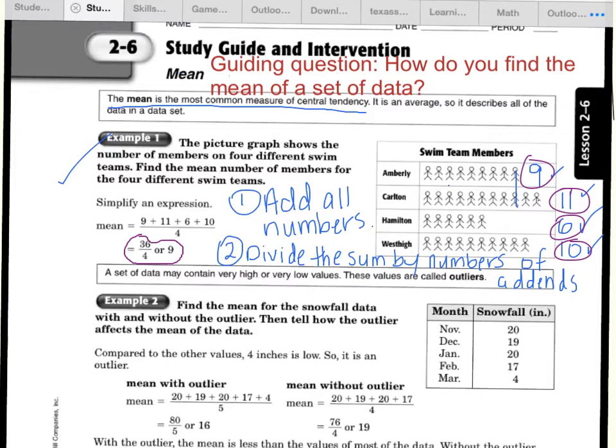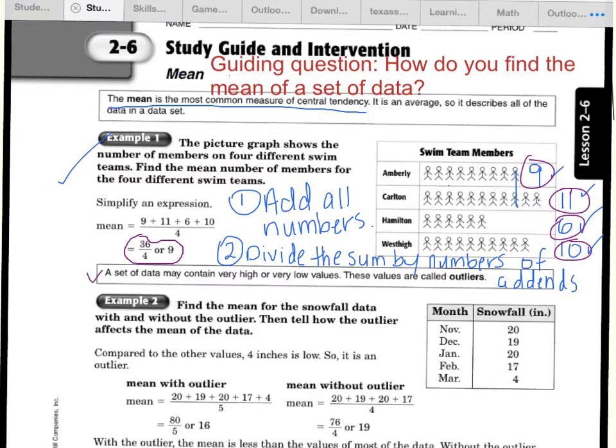When you look at the teams, there's only one that had 9, but the rest are pretty close to 9. Carlton had 11, but that's pretty close to 9. Hamilton had less than that. West High had a little more, but they're all hovering around the number 9. That's how we find your grades.